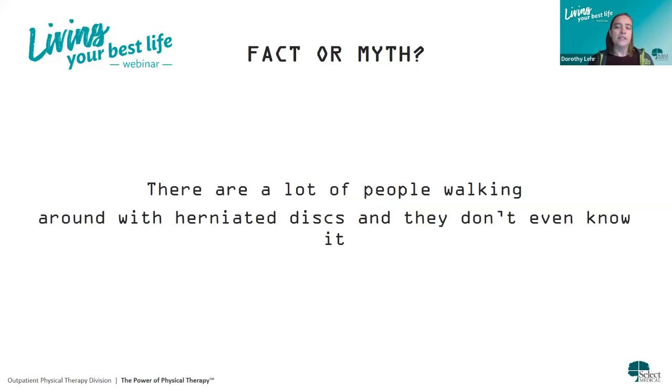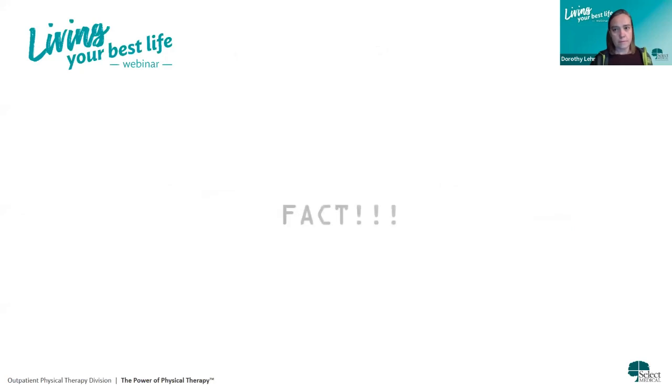All right, next one. Fact or myth? There are a lot of people walking around with a herniated disc and they have no idea that they're walking around with a herniated disc. What do you think? You think it's possible to be walking around with a herniated disc and have no idea? That is a fact. So 30 to 40% of people over the age of 40 that have absolutely no symptoms, no back pain, no leg pain, no numbness, no tingling, no loss of motor control, 30 to 40% of those people over the age of 40 have a herniated disc on an MRI.